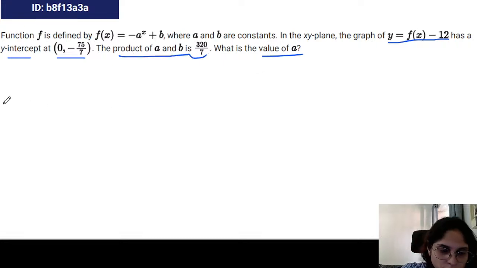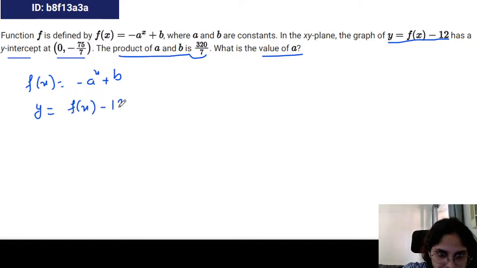So first, what is y? y is f of x minus 12, where f of x is negative a to the power x plus b. And y has an intercept of (0, -75/7).